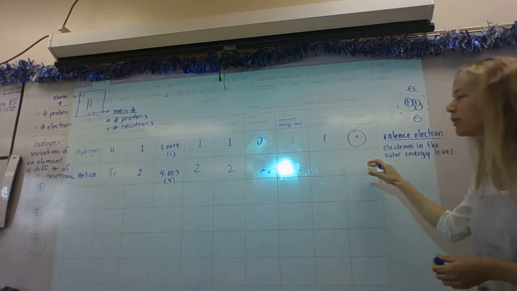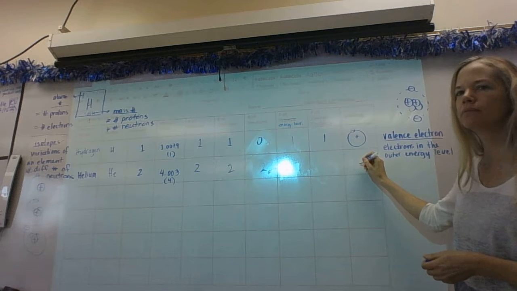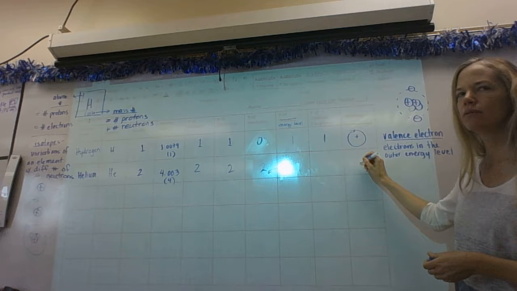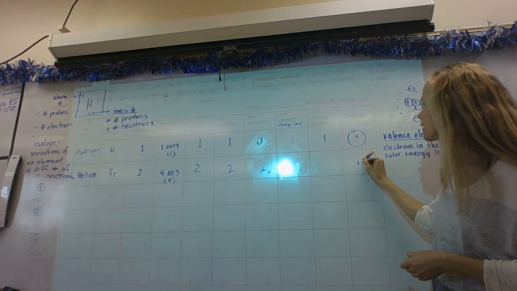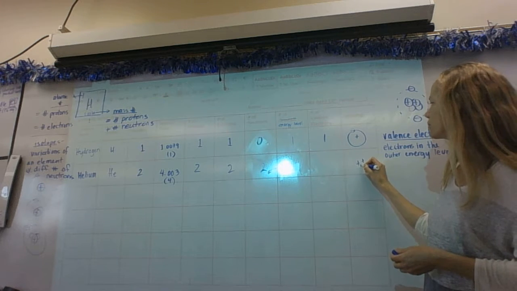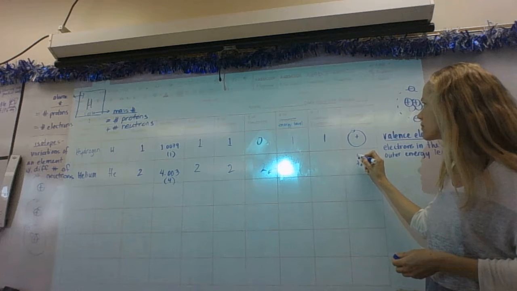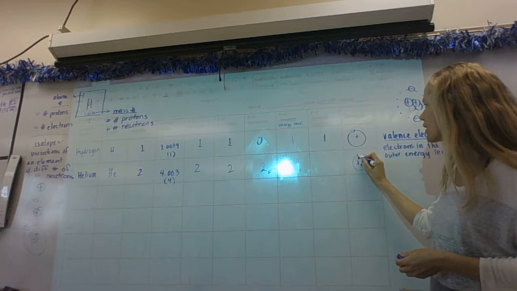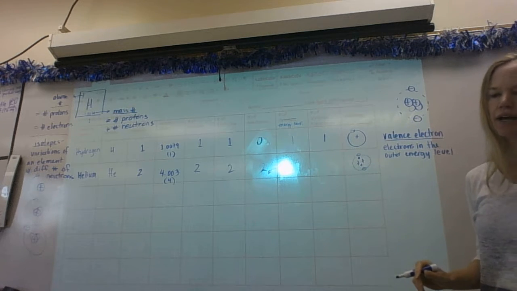Now, over here, we're going to make our drawing. How many protons? 2. Where do they go? In the circle. Which part of the circle? The nucleus. Okay. 2 protons. How many neutrons? 2. And then we have how many electrons? 2.